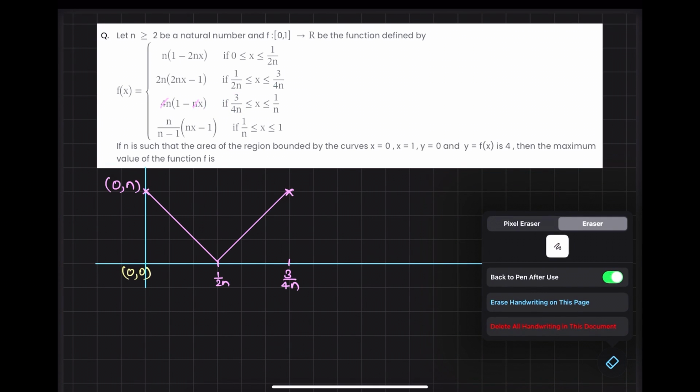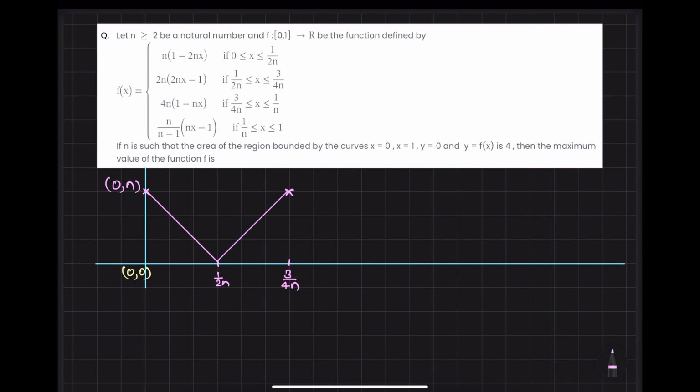Now we have to go to 1 by n. So suppose that this is 1 by n. Okay. So if we use 1 by n, the n is gone, we are left with 1. 1 minus 1 is 0. 4n into 0 becomes 0. So it will reach again here. As it is a straight line, that's why I'm connecting with a straight line.